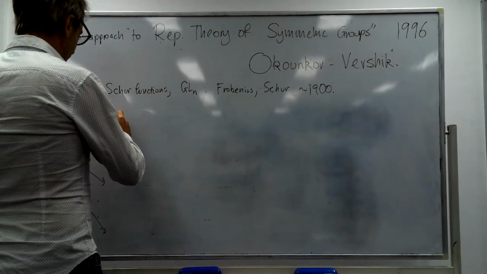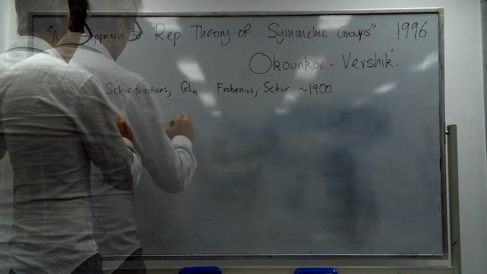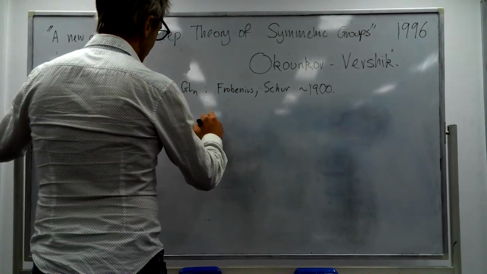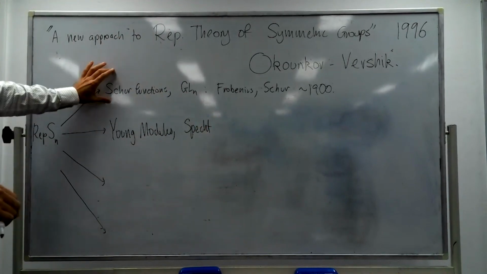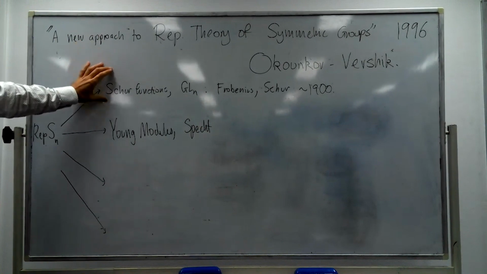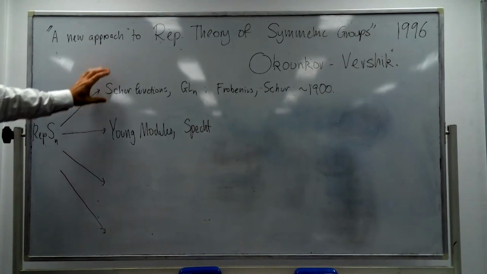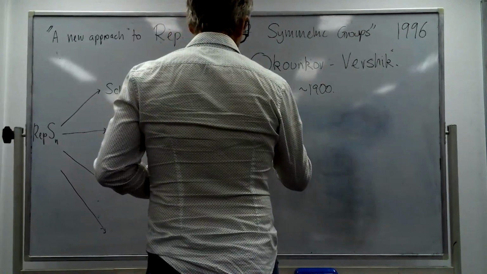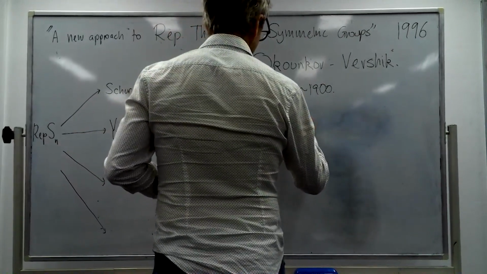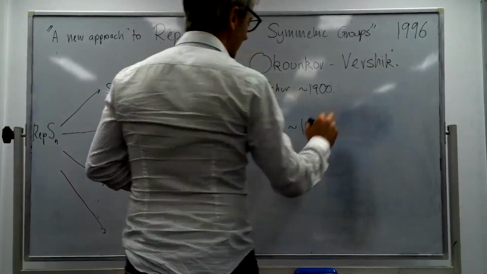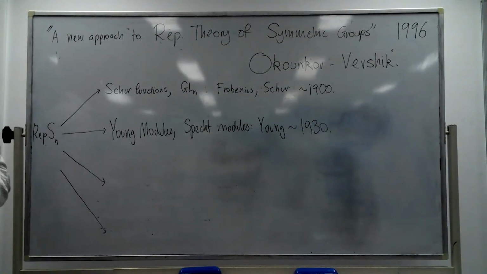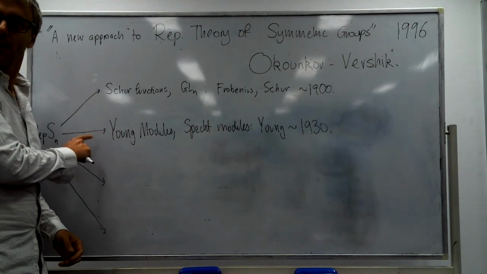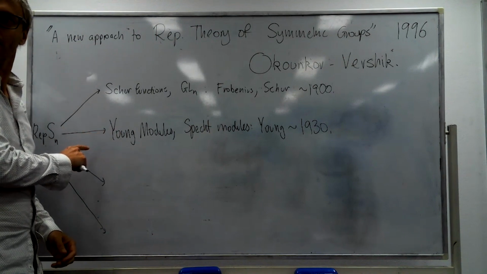And then we have Young modules, Specht modules. So basically, this is very much characters. Here we write down the characters of the symmetric group. And this is Young, around about 1930 or something. My understanding is he was an English pastor, very interested in representations of symmetric groups. And this is typically the way that you will learn this in a first subject on symmetric groups.